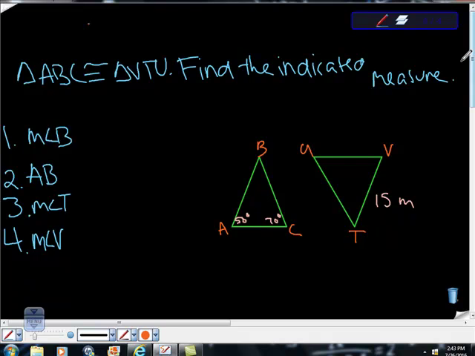So it says here, triangle ABC is congruent to triangle VTU. Find the indicated measure. The first measure we have is the measure of angle B. So we know that the sum of the measures of the angles of a triangle needs to equal 180 degrees.